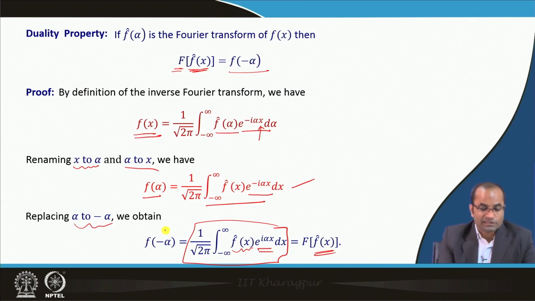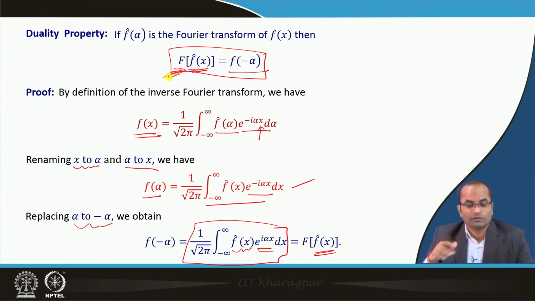So, the result is interesting, which is called the dual property. So, if we take the Fourier transform of the Fourier transform of f(x), then we are getting back to f, the function itself evaluated at this −α.